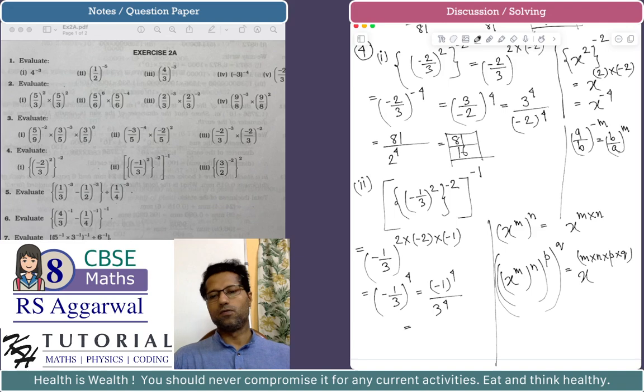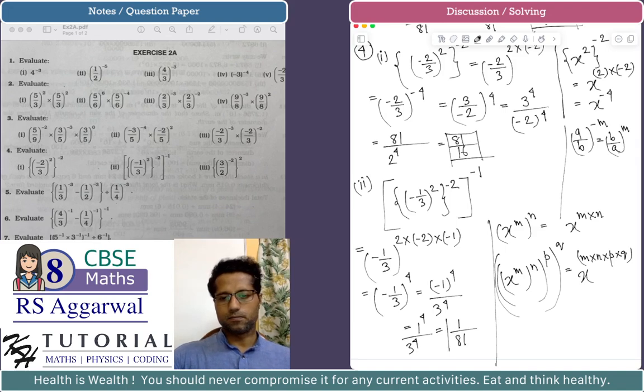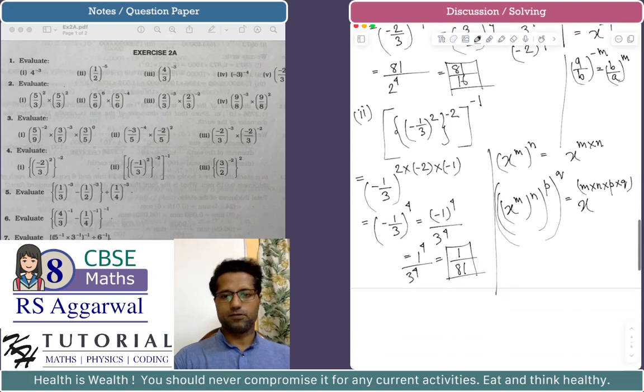Minus 1 to the power 4 will be 1 because the power is even. This is equal to 1 to the power 4 divided by 3 to the power 4. So this is equal to 1 to the power, if base is 1, you take any power, it is always 1. So 1 by 81. Okay, part 3.